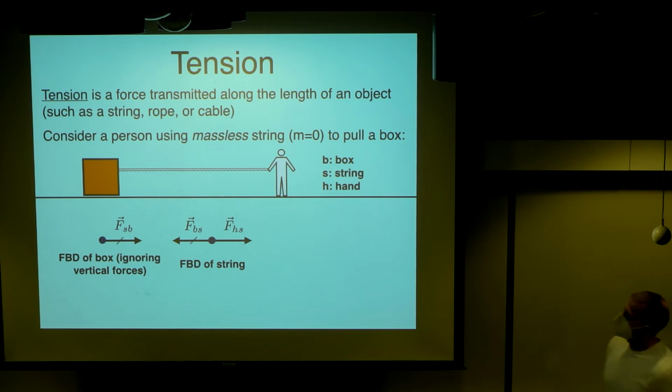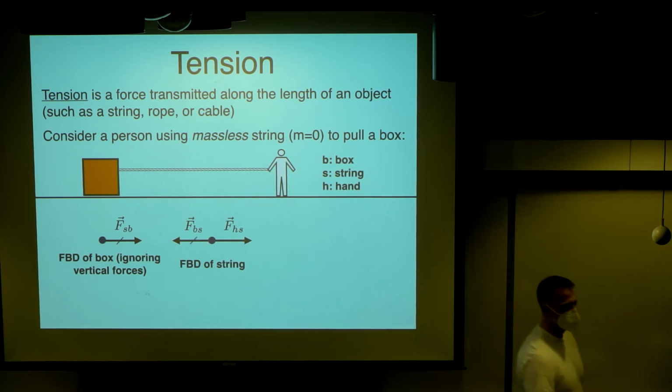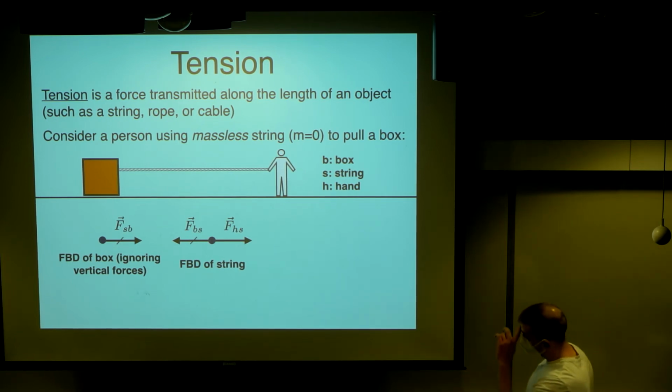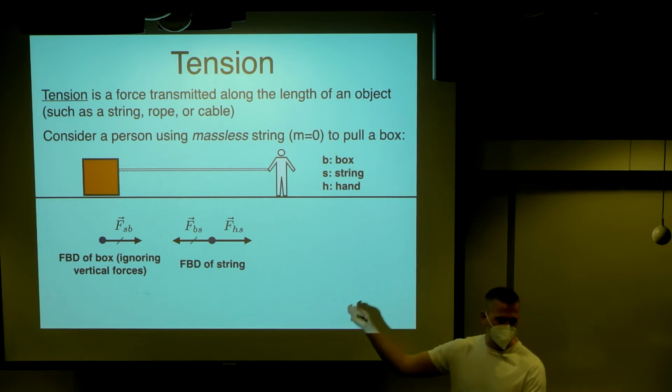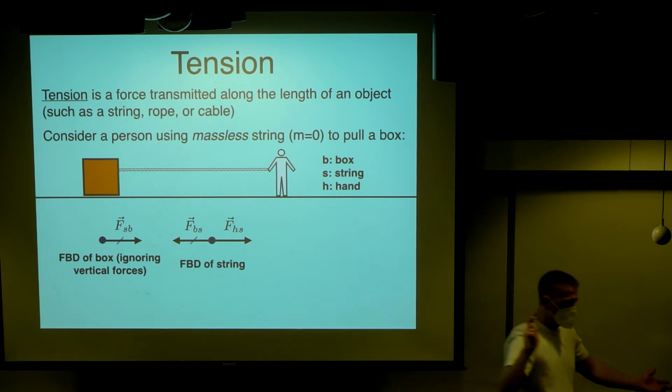Okay, but at the other end, we have the person's hand pulling on the other side of the string. So there's a force, which I'm going to call FHS. That's the force that the hand is exerting on the string, okay? So the string is being pulled in these two different directions from both sides. Does that make sense? Okay.